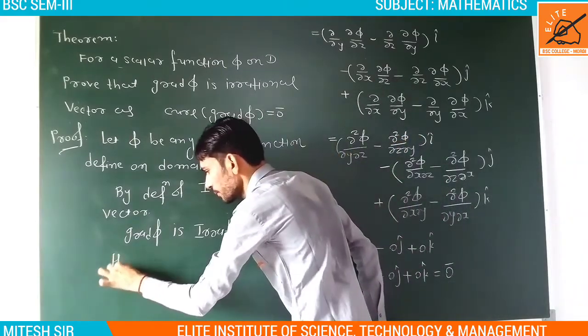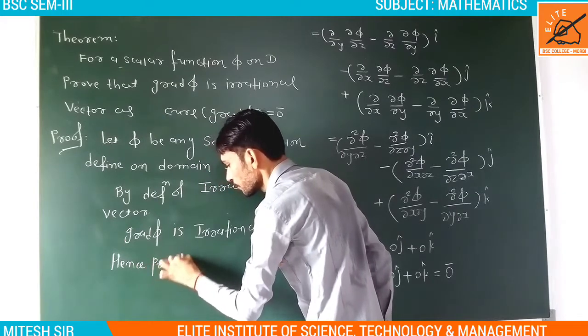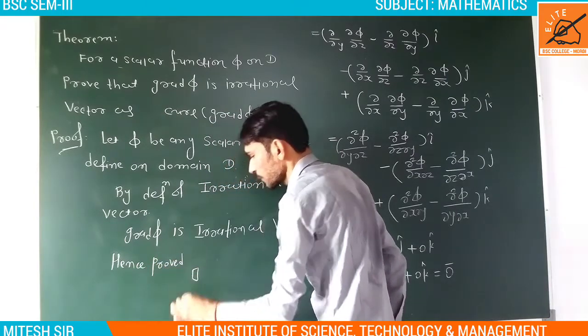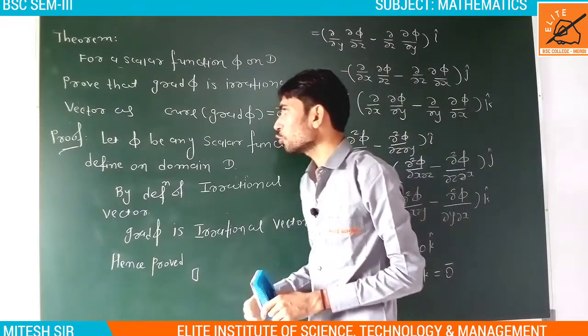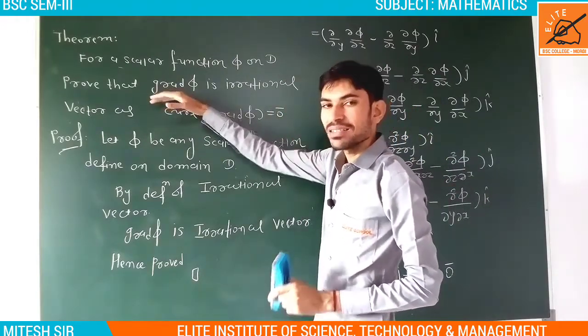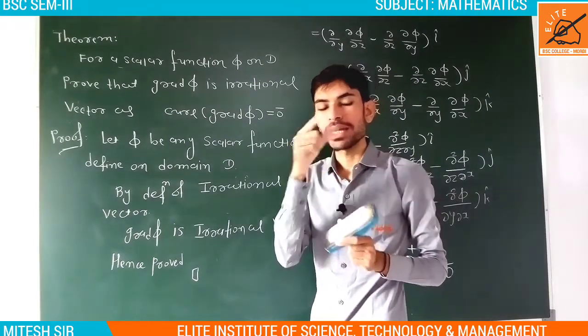Hence proved. So this is the proof of our theorem. Let us recall one more time. Now to prove gradient phi is an irrotational vector, that means to prove curl of gradient phi is equal to 0 vector.